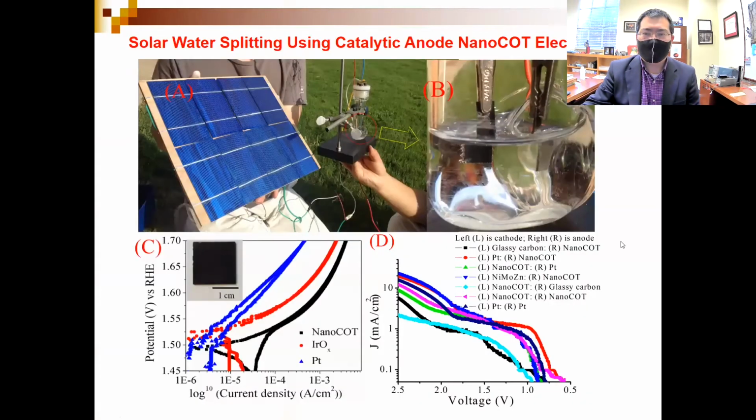This is one of the electrode materials. This is the anode electrode. It's called the NanoCOT electrode. We developed it recently, capable of splitting water, generating hydrogen through a solar cell panel. The solar cell panel here powers the entire photoelectrochemical water splitting, generating hydrogen at the cathode and water oxidation at the anode side.